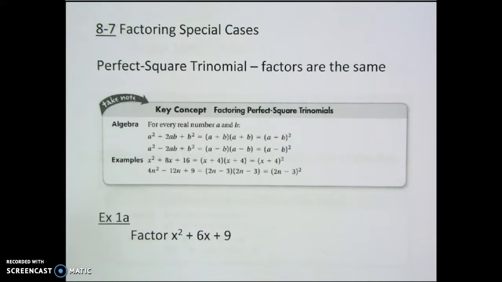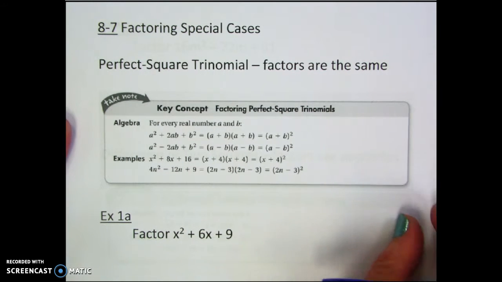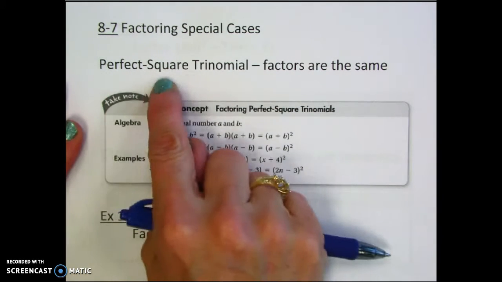Okay, this section's on factoring special cases. And as far as I'm concerned, you do these factoring special cases the same way that you did the other problems. There's just maybe a thing or two you have to think about a little bit before you can actually work them out. So the first is a perfect square trinomial.